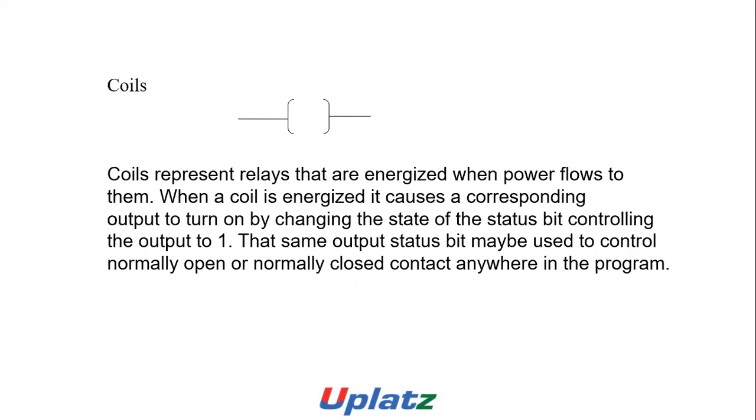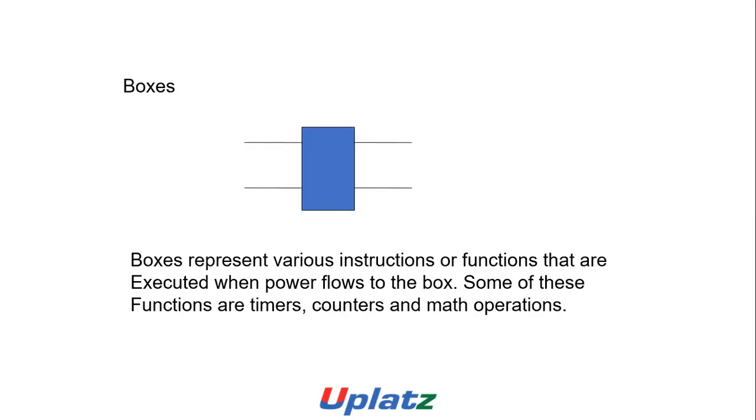Coils represent relays that are energized when power flows to them. When a coil is energized, it causes a corresponding output to turn on by changing the state of the status bit controlling the output to 1. The same output status bit may be used to control normally open or normally closed contacts anywhere in the program. Boxes represent various instructions or functions that are executed when power flows to the box. Some of these functions are timers, counters, and math operations.